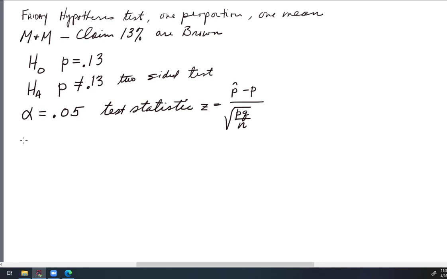Now we want to gather data. Our data, I think I got this from Marty Triola, randomly picked 100 M&Ms, and out of that 100, we found that 8%, or 8 out of 100, were brown.